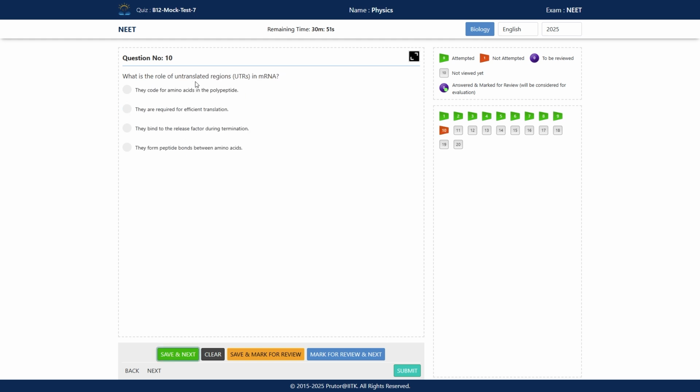Next one, what is the role of untranslated regions in the mRNA? Okay, options are, A, they code for amino acids in the polypeptide. B, they are required for efficient translation. Option number C, they bind to the release factor during termination. And option number D, they form peptide bonds between amino acids. So what is the correct answer?